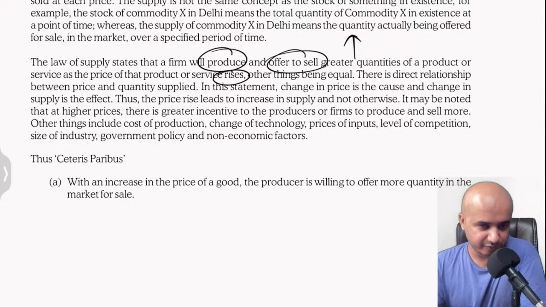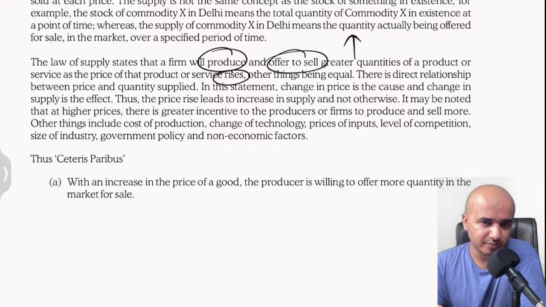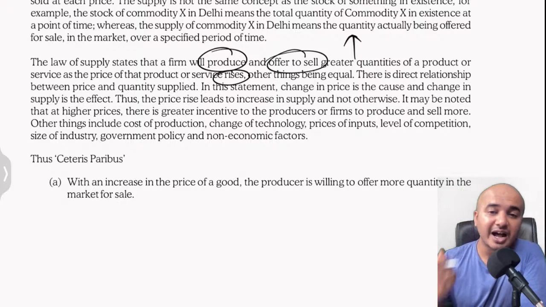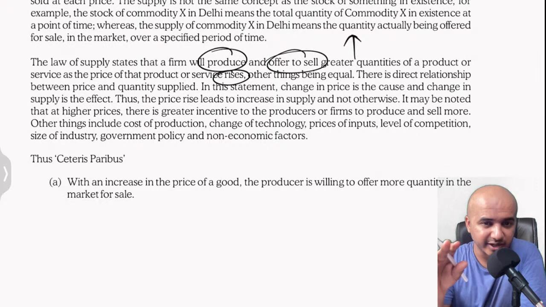It could be a firm as such, or it could be a proprietary concern. We are only referring to the business as such, or it could be a company also. But what they're essentially telling us is the producer, whoever that is, will offer to sell greater quantities. Why greater quantities? Because I know if the price increases, I'll make more profit. That is what they are saying.